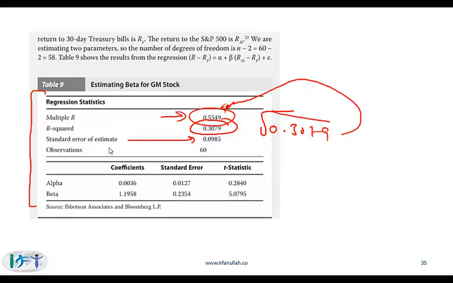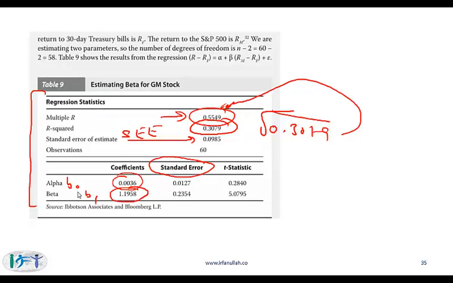But notice that this is the SEE. This standard error over here is different from these standard errors. And why am I emphasizing this? What is the alpha? This is your B0. So the regression is telling you that this is the coefficient. This is B0. And what is this?